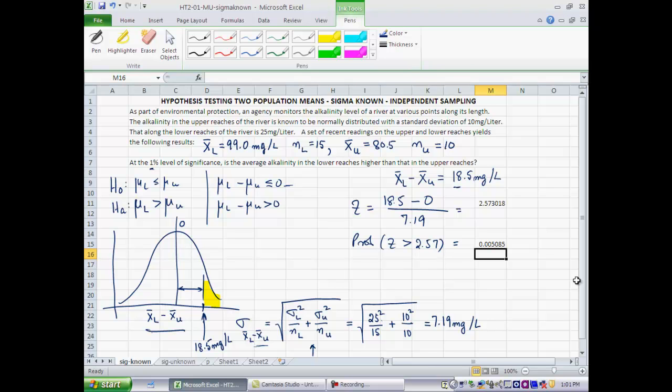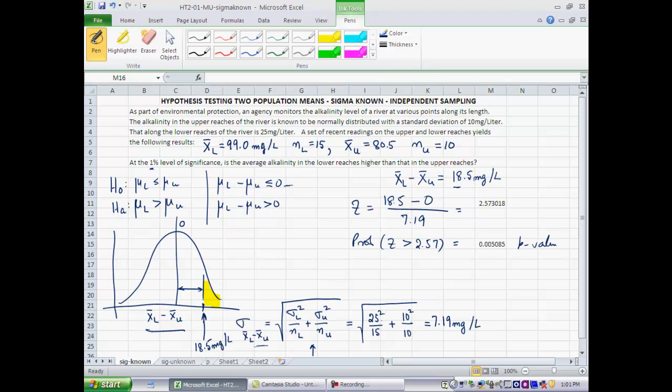What is the physical interpretation of 0.005? What this is saying is, if the null is true as an equality, in other words, if mu L minus mu U is in fact 0, there is only a 0.5% chance that I would get a sample statistic at least as high as 18.5 milligrams per liter. Highly unlikely to have occurred by chance. Since it is highly unlikely, my assumption must be wrong, so I end up rejecting the null. Mechanically, this is the p-value.